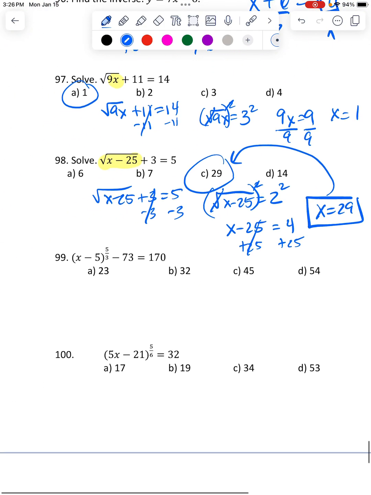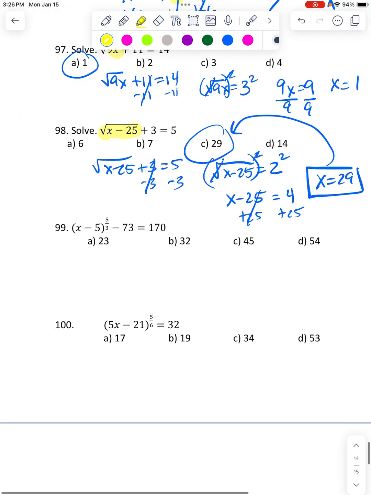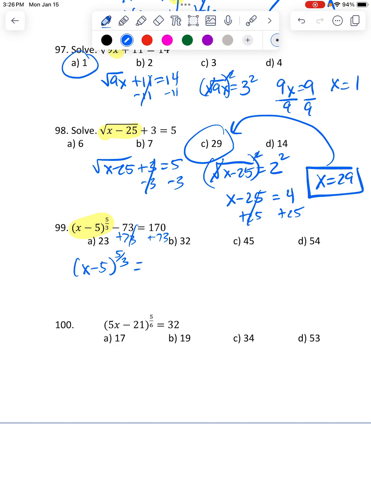And boom. All right, look at us. We're almost done. Okay, so clearly the problem here is this. Whatever the tricky part is when you're solving, you have to get that alone. So I need to get this part alone, and I'm going to do that by adding 73 to each of these sides. So I end up moving that over and getting 243 on this side. And now to get rid of a fraction power, I use the reciprocal fraction power, meaning flip it over. So I had 5 over 3, I use 3 over 5. That way these all cancel, and I just have x minus 5.